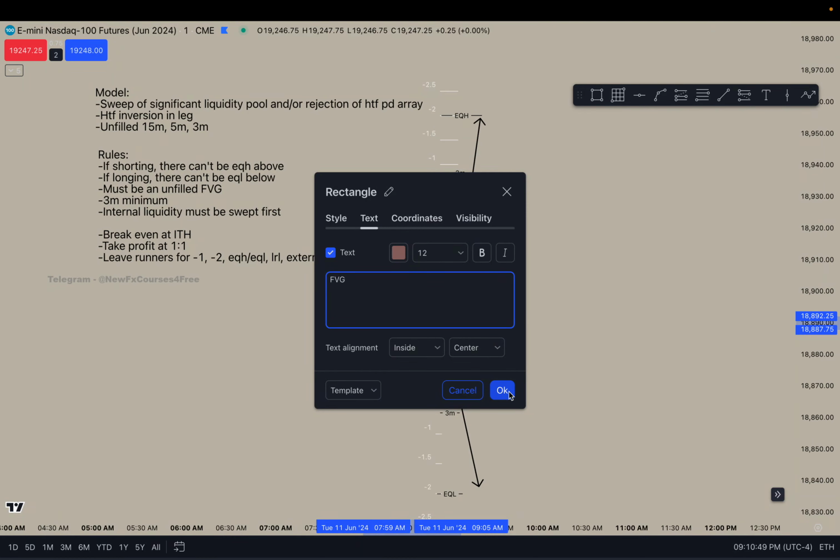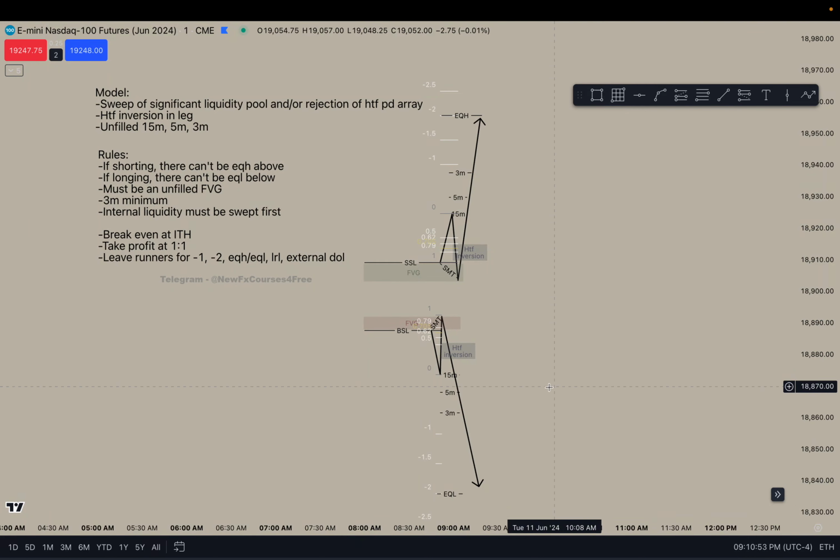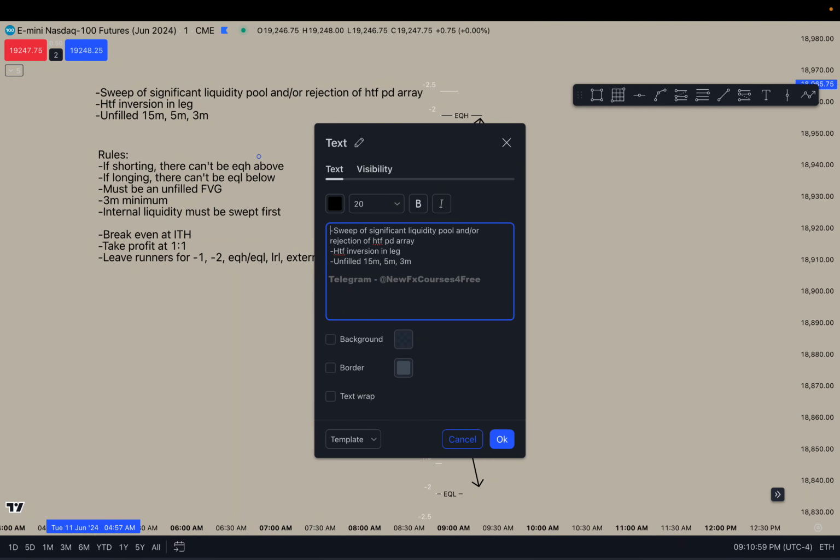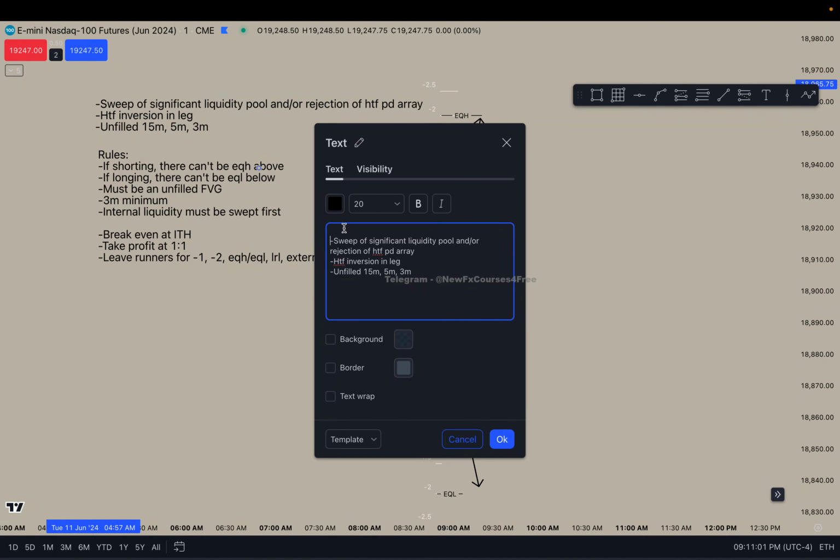Blake's inversion against the trend. The brain rot model, bro. You have zero brain if you take this trade. No, I'm joking.